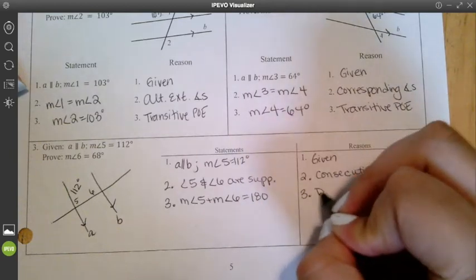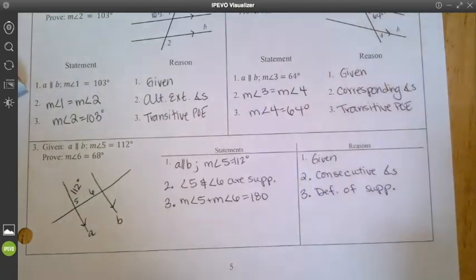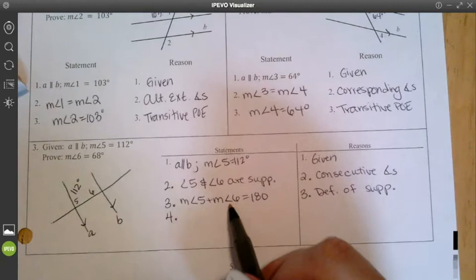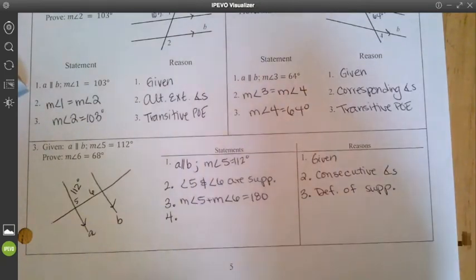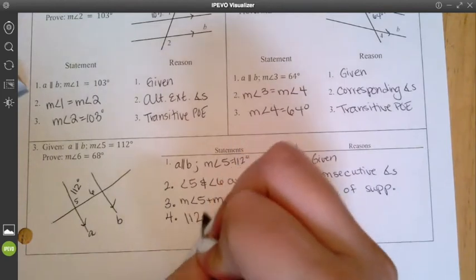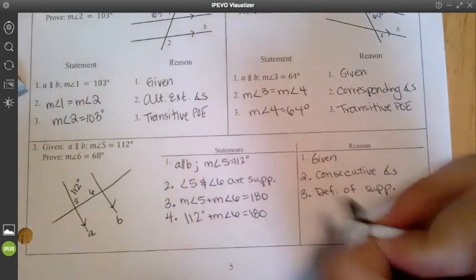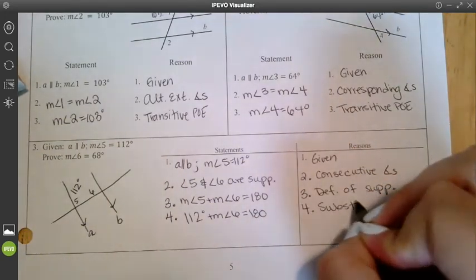And that's by the definition of supplementary. Our next step should be, again, we're trying to solve for the measure of angle 6. So let's substitute in the measure of angle 5. That's 112 degrees plus the measure of angle 6 equals 180. And that was by substitution.